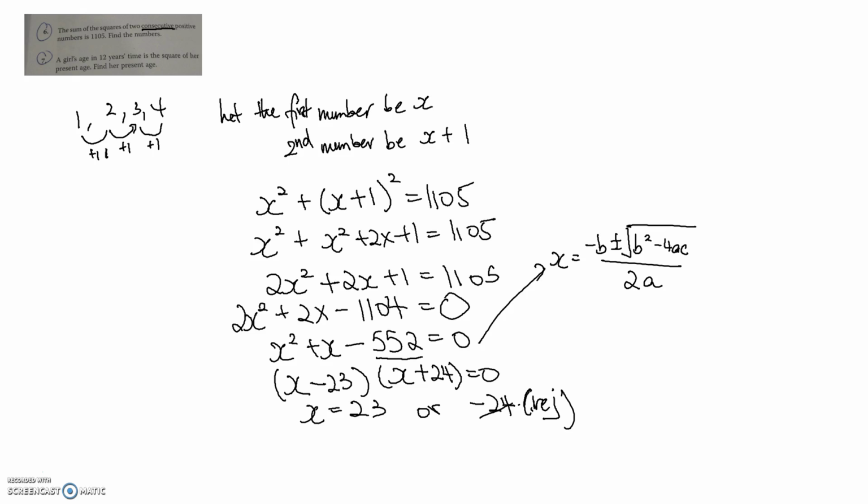Because in the question, you have already been told that x is a positive number. So if x is a positive number, we have to reject the negative 24. So what are the two numbers? The first number is x, which is 23, and the second number is 24. And this is how you solve our first question for tonight.